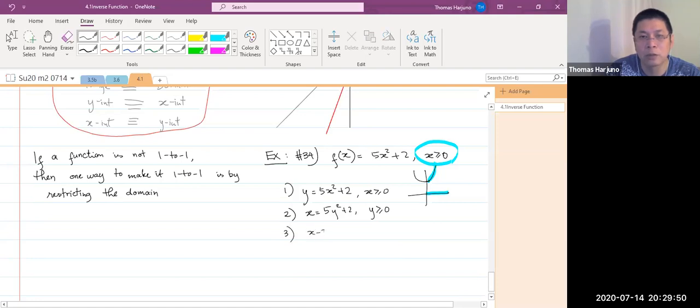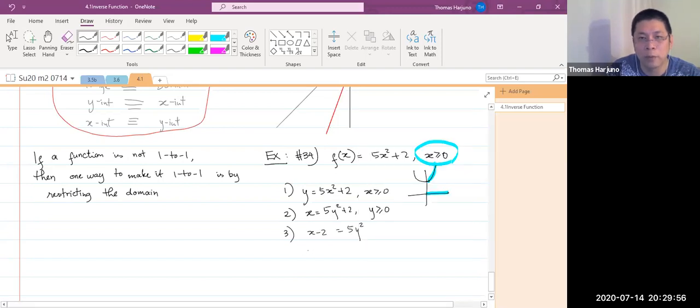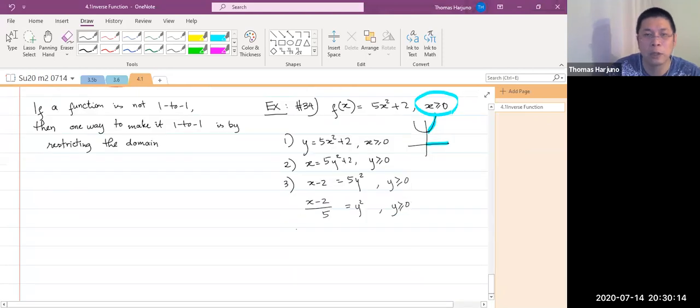So x minus 2 equals 5y squared, divided by 5, x minus 2 over 5 equals y squared. But don't forget the y has to be non-negative, right? Now, why do I need to keep track of that y? Because of the following. When I apply the square root, I'm supposed to have plus minus.